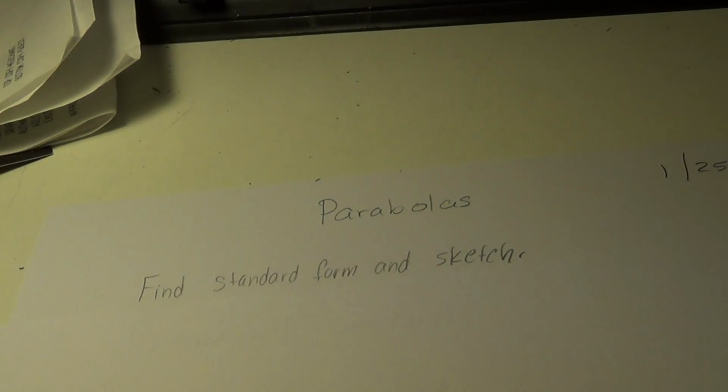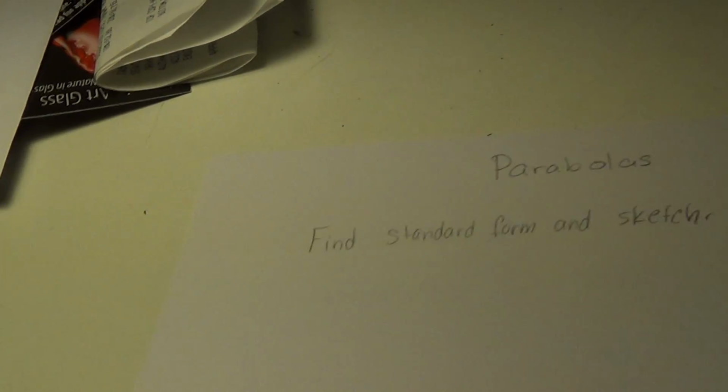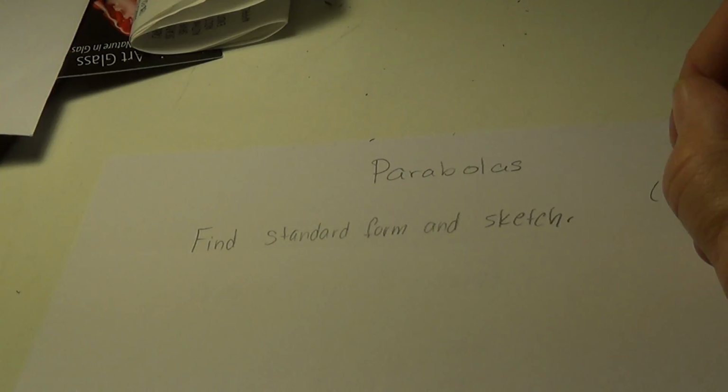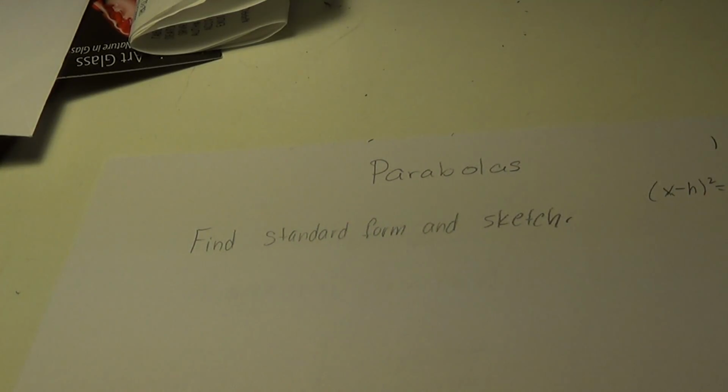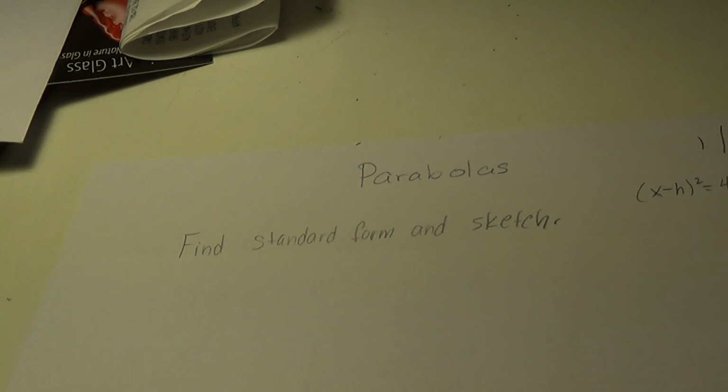Let me remind you what the standard form is for parabolas. There are two standard forms for a parabola, and one of them is (x minus h) quantity squared equals 4p times (y minus k). h is always associated with the x value and k with the y. Notice the squared term is x and y is not squared.